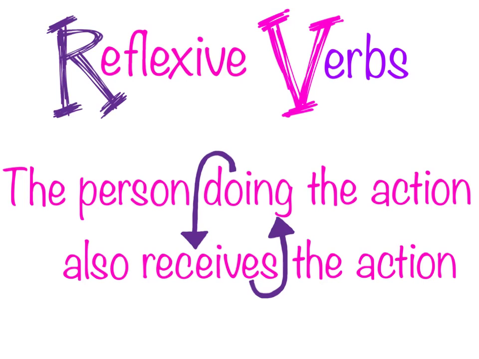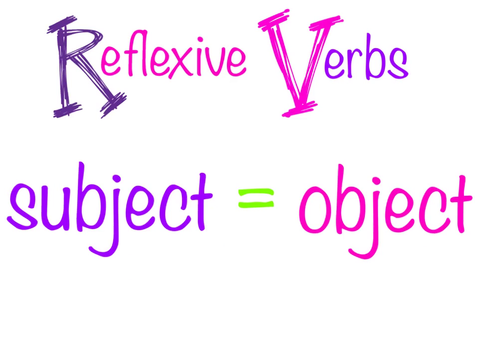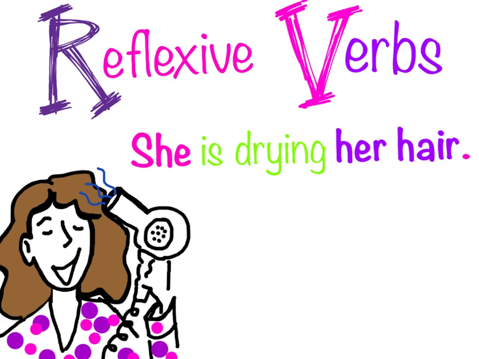If a verb or sentence is reflexive, that simply means that the person doing the action also receives the action. Or, more simply put, the subject and object of your sentence will be the same. To get a better idea of how reflexive verbs work, let's take a look at an example of a reflexive sentence in English. She is drying her hair.